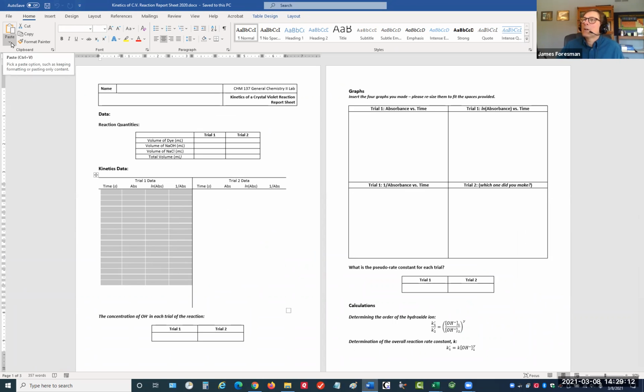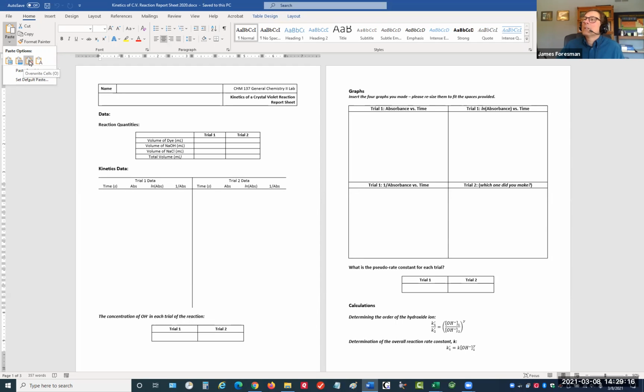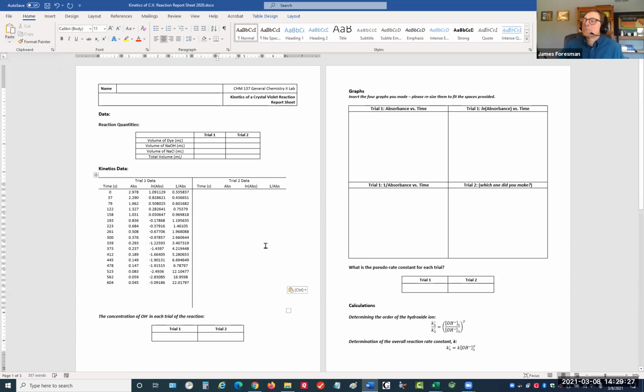I'll be careful how I paste it. I think what I want to do is overwrite the cells. There's some options here. You don't want new rows. You don't want a new table. You don't want to nest the table. You want to overwrite the cells. And then it just pops them right in there. Same thing for the trial 2.